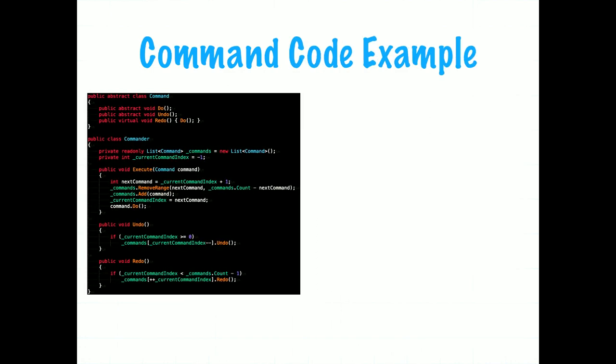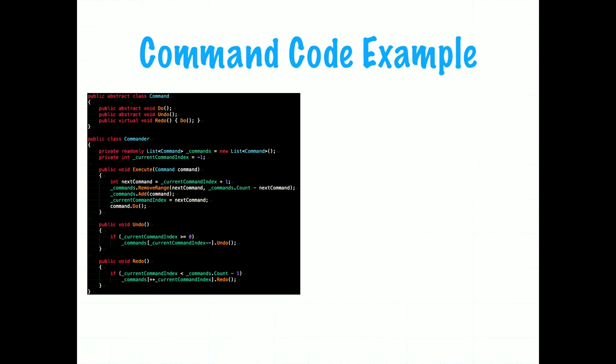So here we go. We have a command, which is just some abstract functions. You can do, you can undo, and you can redo. Redo, by default, just calls do. I have to override that in a couple of instances, like shuffling, because when you do a shuffle, it has to be random, but when you redo it, it has to follow the same randomness as the first time, otherwise your state gets messed up.